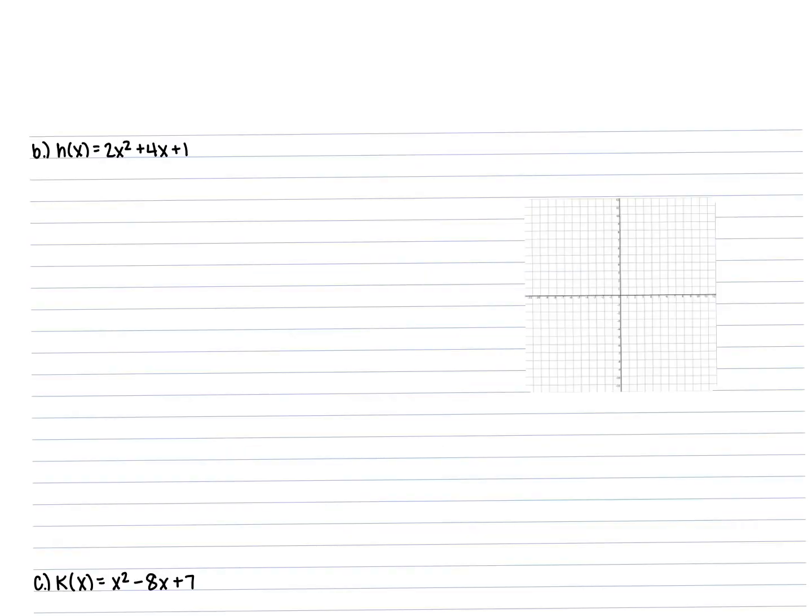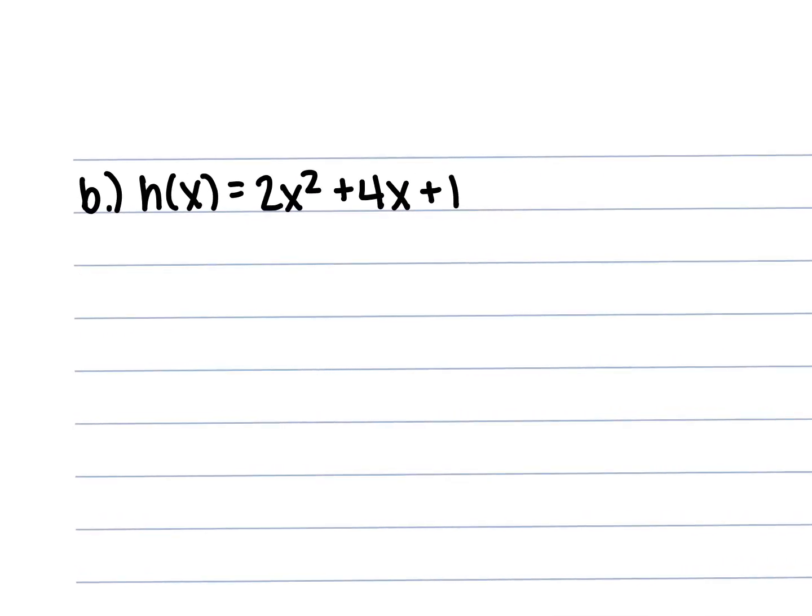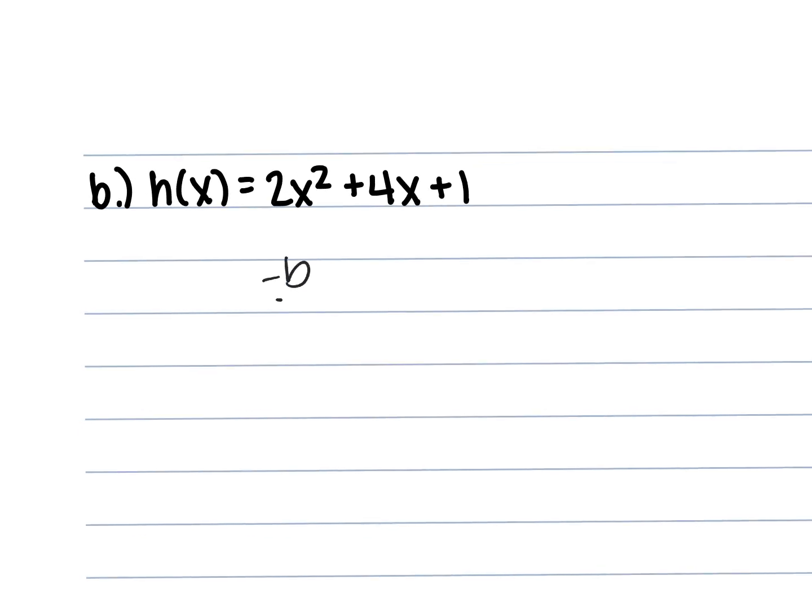Yes. Where it has h of x equals 2x squared plus 4x plus 1. Does anyone remember? I know we did this a long time ago, but what do I do first? Very good. Negative b over 2a is the formula for what? What am I finding when I say negative b over 2a? Axis of symmetry. Excellent. It's the AOS, your axis of symmetry. Make sure it's also what equals negative b over 2a? X equals, very good, okay? X equals negative b over 2a.